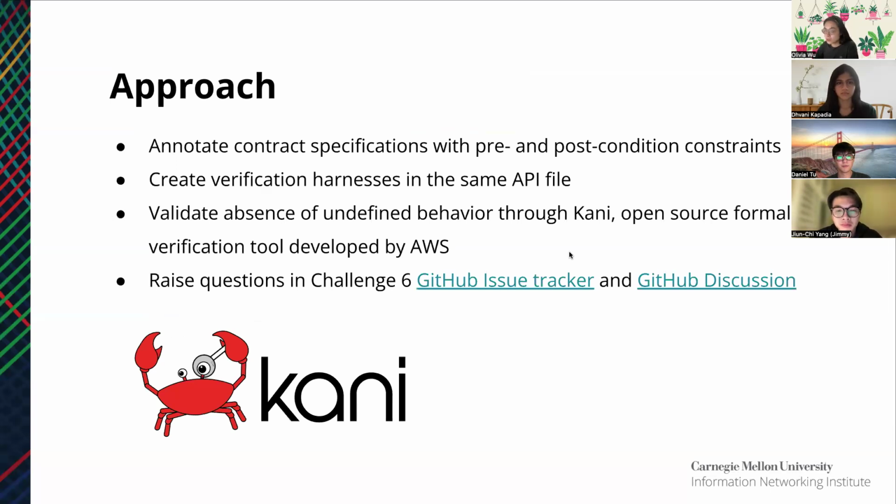And so our approach, to briefly summarize, is that mainly what we do is first to annotate contracts, especially specifications with pre and post conditions. And on top of that, we generated verification harnesses in the exact same API file attached at the end. And the tool that we chose for this challenge is Kani, which is the open source formal verification tool developed by AWS. And throughout this whole challenge process, we also worked very closely with AWS, including raising questions in the GitHub issue tracker and also the GitHub discussion.